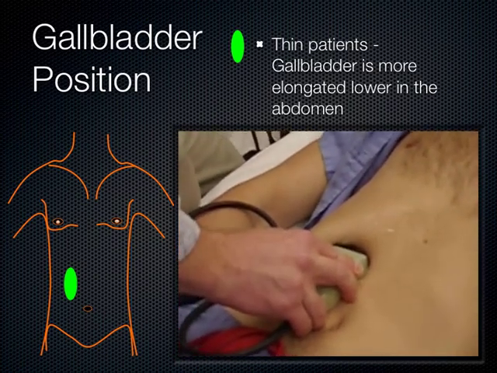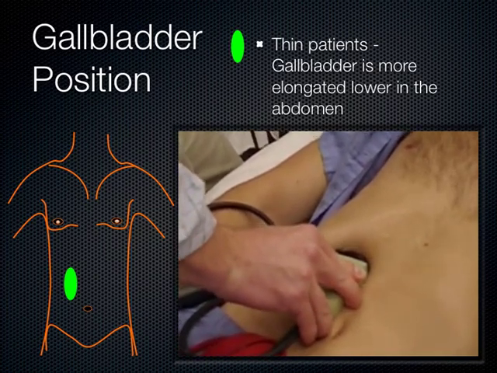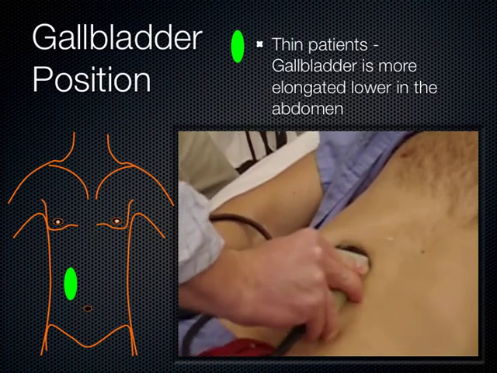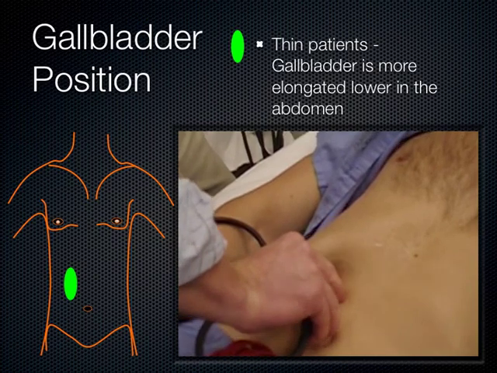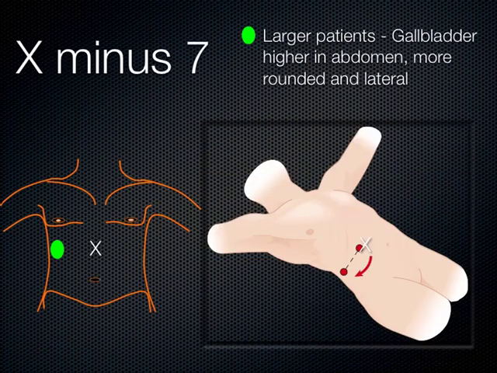The indicator is pointed towards the patient's right. The probe itself is flattened out as much as you can. You fan through the gallbladder anterior to posterior as you work your way laterally. And oftentimes you'll find the gallbladder up in this area here. And in larger patients, it can be very difficult to find the gallbladder in that fashion.